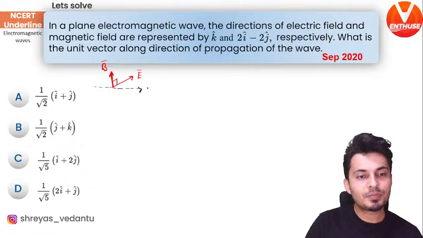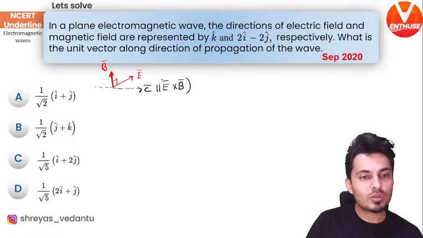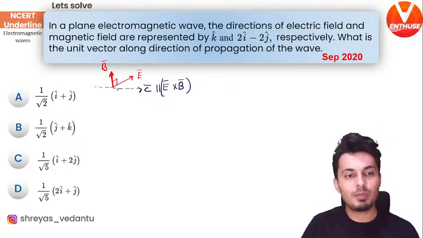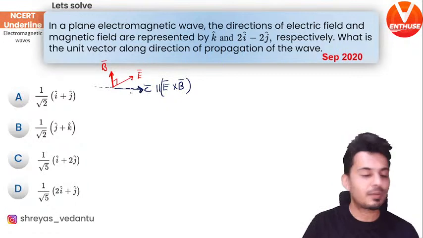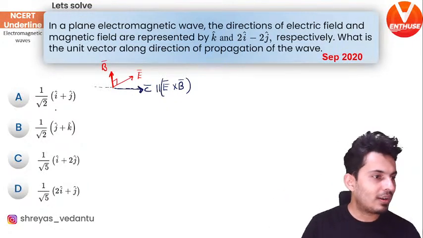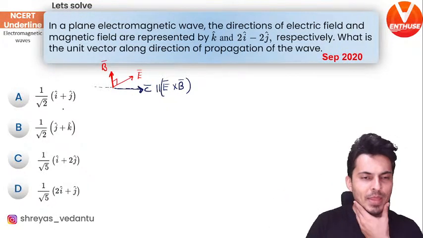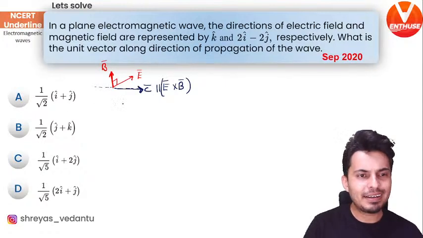So the speed of light is always parallel to the vector E cross B. Keep this in mind. Wherever E cross B is, that's where it will be parallel. So basically it will be in this direction, E cross B. All right, so let's figure this out. What should be the correct answer?